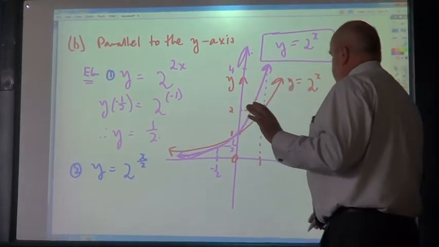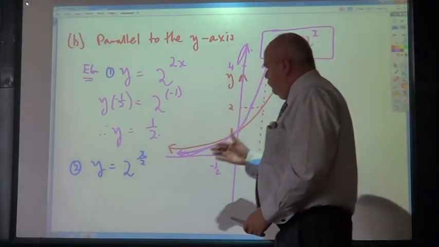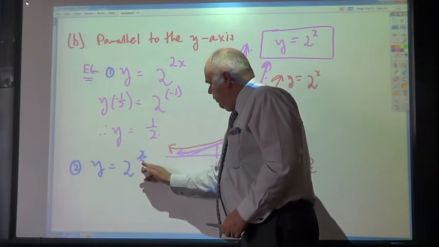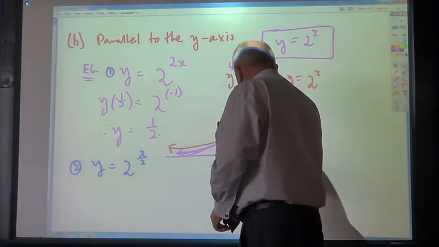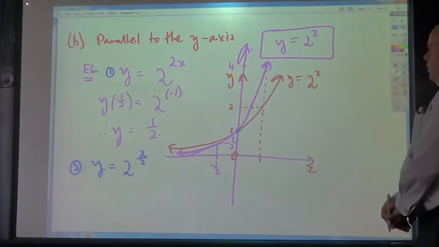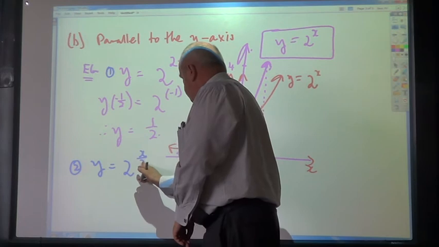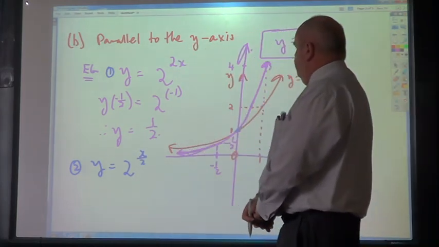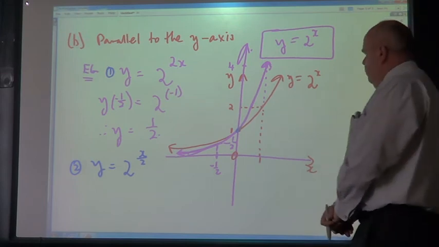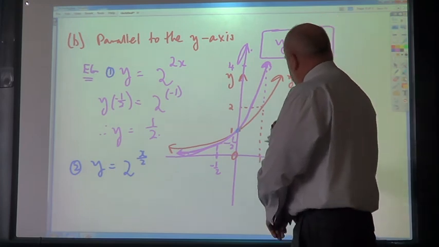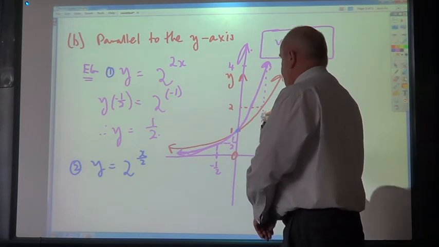So let's pick some convenient values, well certainly it's convenient to let x equal 0. And the same thing happens. 2 to the power of 0 divided by 2 is still 2 to the power of 0, isn't it? So it's equal to 1. So again, we're going to cross at the y-intercept. What about when x is equal to 1? Okay, when x is equal to 1, we've got 2 to the power of 1/2, and 2 to the power of a half is the square root of 2, isn't it? Okay, which is 1.414, roughly speaking. So when x is 1, it'll be about there.